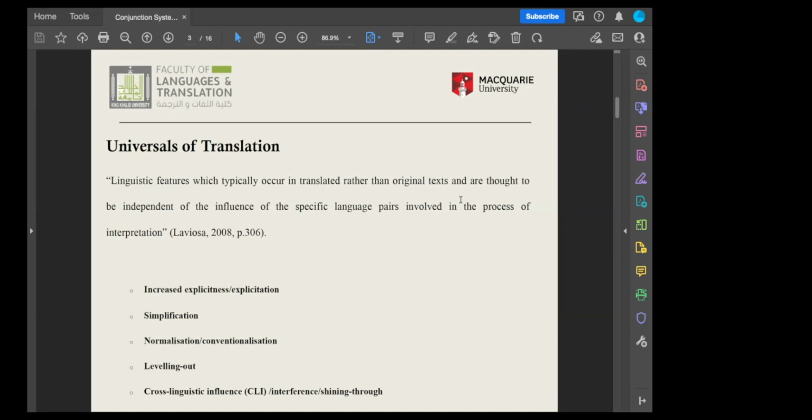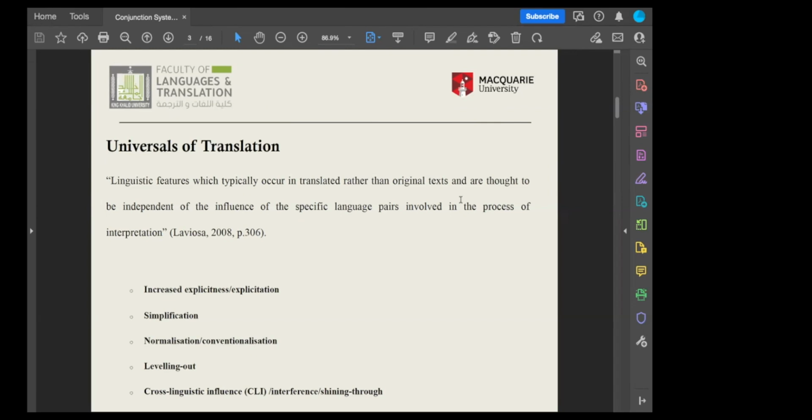This kind of uniqueness, which some scholars in translation studies call the uniqueness of translated language, has been described in many different terms in the history of translation studies, such as the third code, the third language, hybrid language, universal features of translated language, laws of translation, and so on.